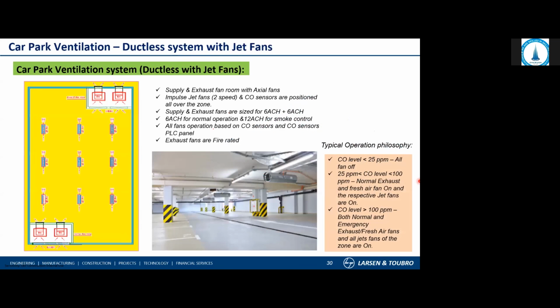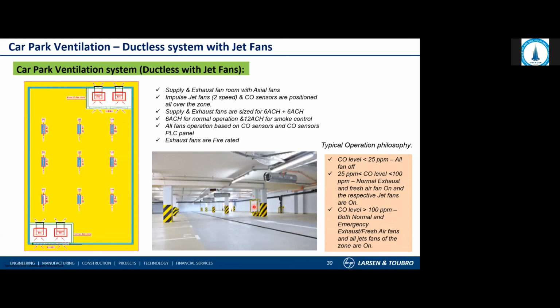Now coming to the ductless system with the jet fan. System-wise, it is the same. There will be fan rooms and air distribution. Instead of the duct, there will be jet fans provided. One jet fan will direct the smoke towards another. If any smoke happens in this particular zone, the jet fans will be actuated and start running at full speed, and direct the smoke towards the exhaust fan. So this is basically the difference between the ducted and non-ducted system of basement ventilation.